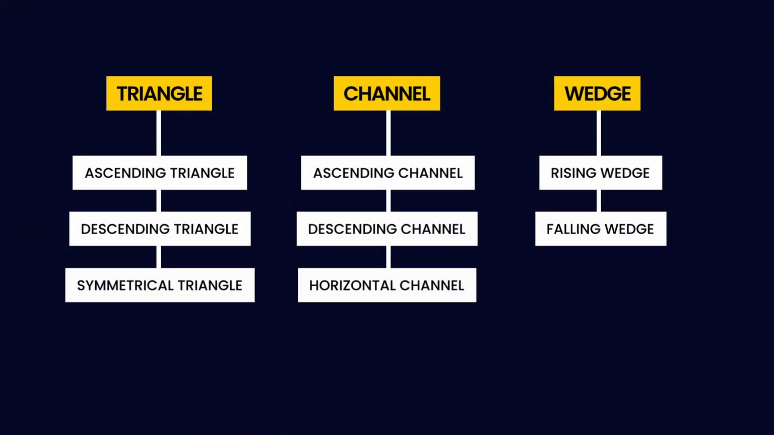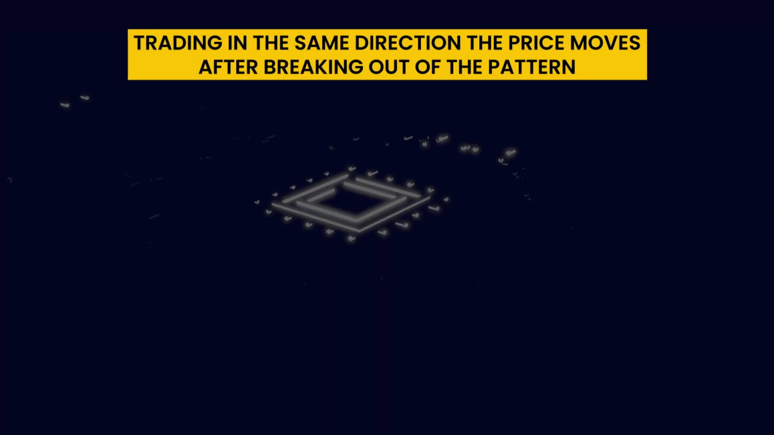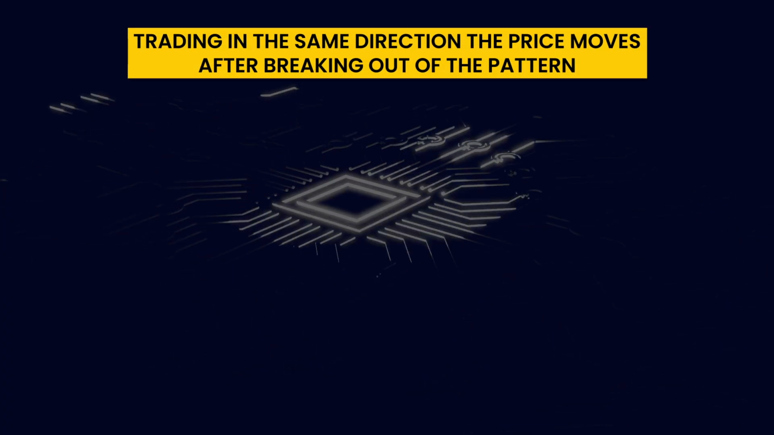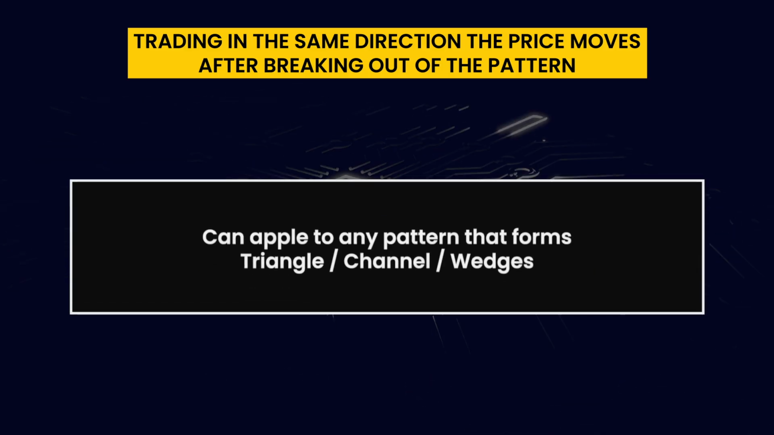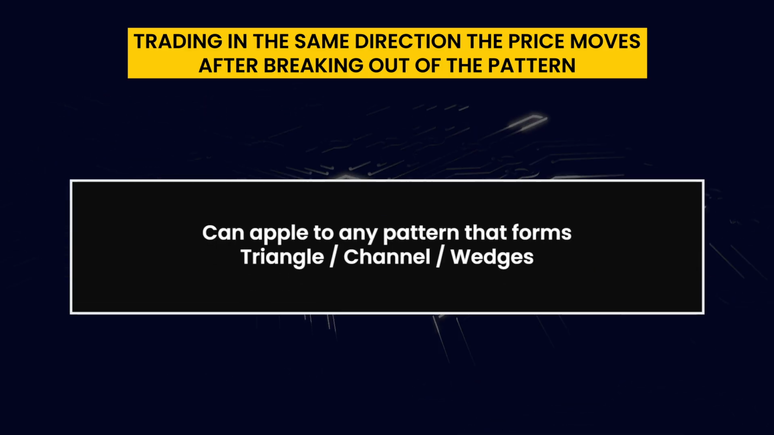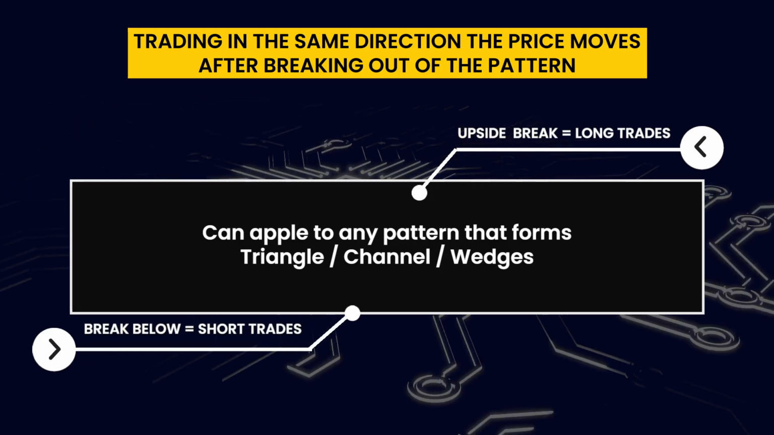Let's talk about how you can actually use triangles, channels, and wedges in your trading strategy. Let's dive in. The key to trading triangles, wedges, and channels is to follow the direction in which the pattern breaks. This can apply to any of the patterns we just went over. If the breakout is to the upside, you'd look to trade in that direction. If it breaks to the downside, you'd trade accordingly.